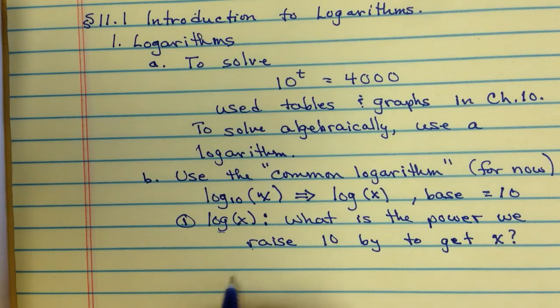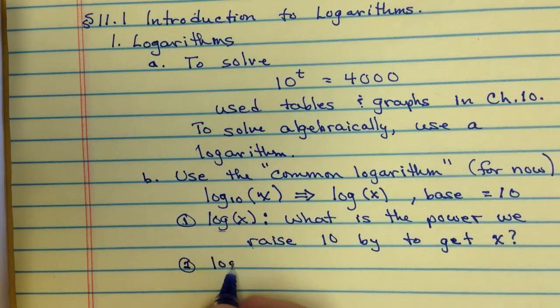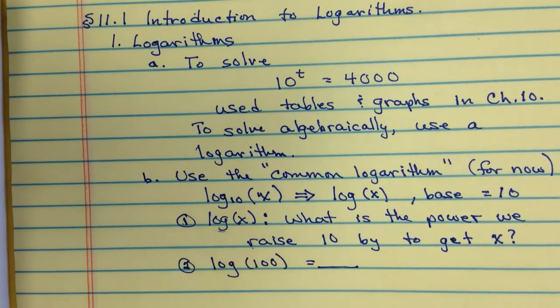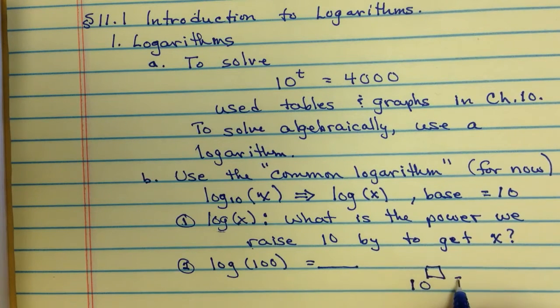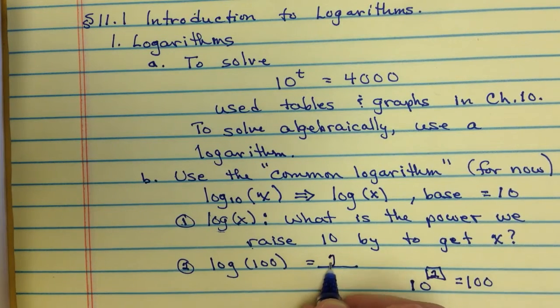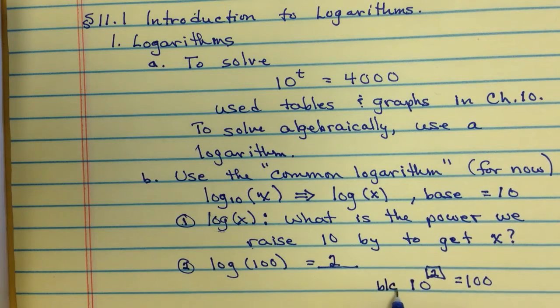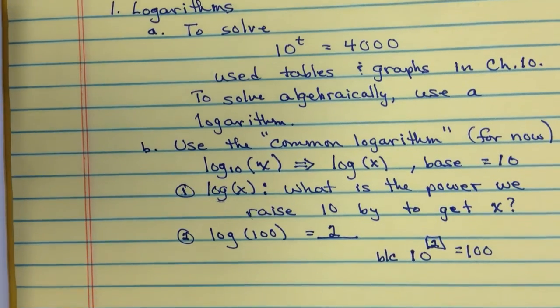So let's see. So little 2. If I say log of 100 equals what? Well, you have to think: 10 raised to what power equals 100? Well, we should all know the answer to that is 2. So log of 100 is 2 because 10 squared is 100.